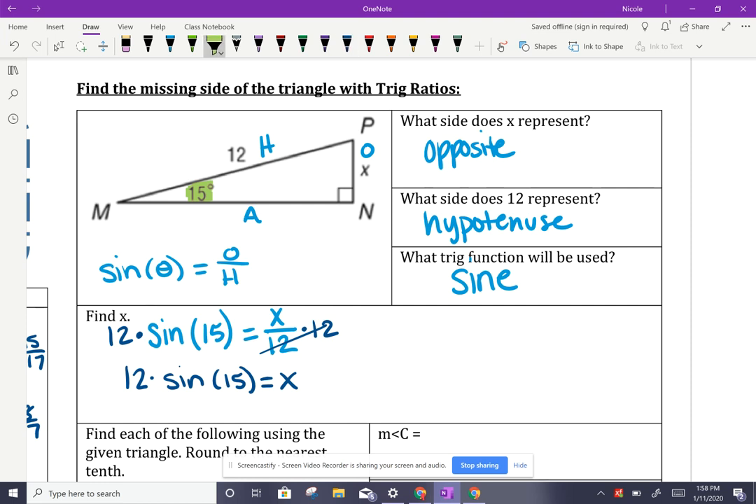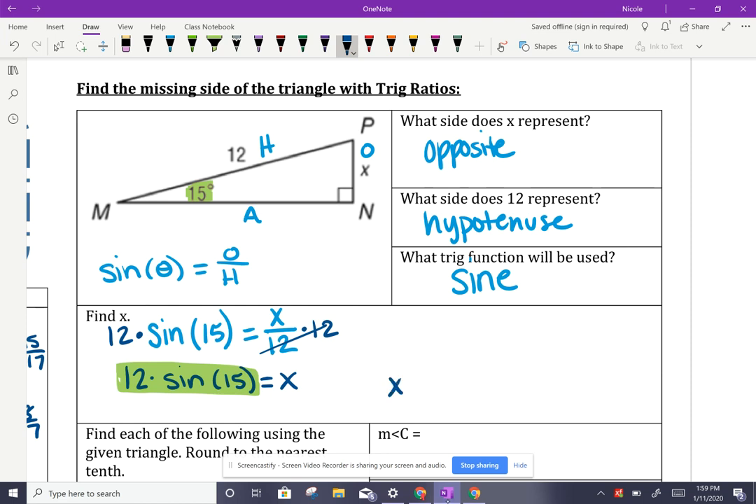Now, in order to type this in the calculator, I'm just going to type in everything on the left-hand side. So on your calculator, type in 12, and then you just hit the multiplication key, and then you'll hit sine, which says S-I-N, should be like 2 rows above 7, and then 15, close parentheses, and then you'll hit enter to solve. Again, double check that you're in degree mode.